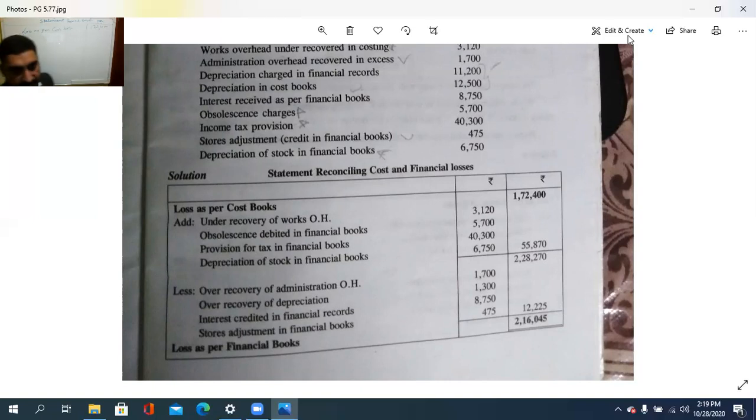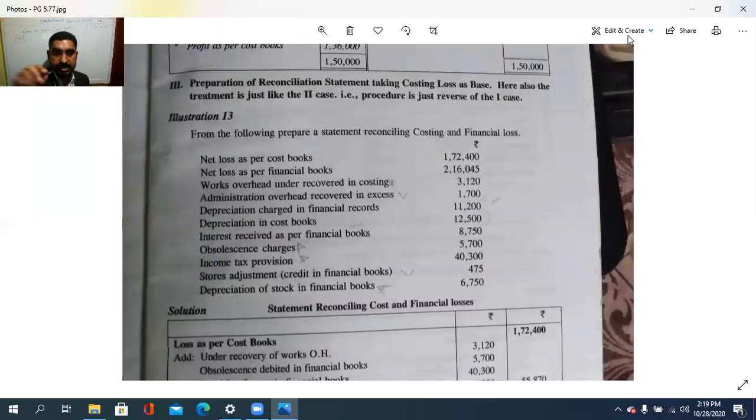What are the items to be added? Firstly, works overhead under recovered in costing, that is, under recovery of overheads. It has to be added, because when profit as per cost books is taken, it is deducted there. So here, works overhead under recovered in costing: first item, works overhead under recovered, 3,120. Then what is the other item?